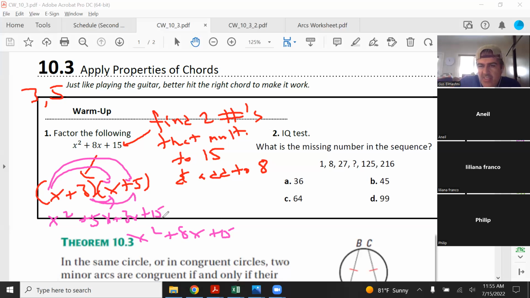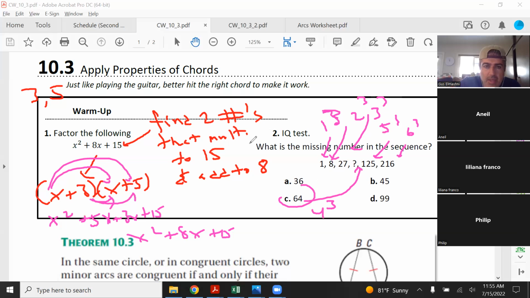Little IQ test, that's more like look for patterns in numbers. Hopefully you recognize that's 1 squared. And then 1 cubed, 2 cubed, 3 cubed. You've got 5 and 6 cubed over here. So this number would probably be 64, which is 4 cubed. So that's just a warm up.